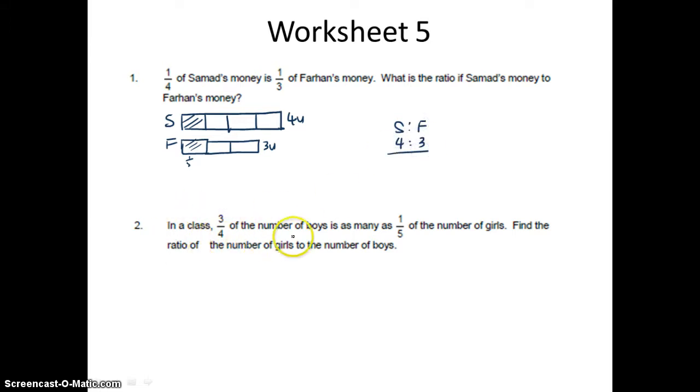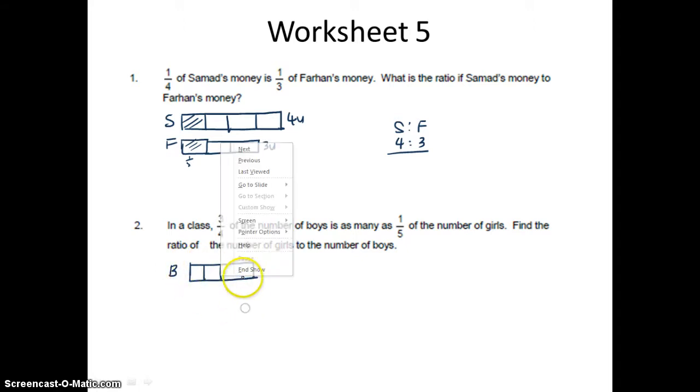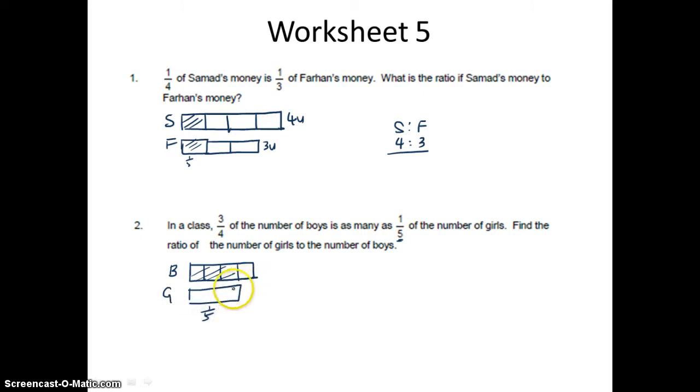In a class, 3/4 of the number of boys is as many as 1/5 of the number of girls. So if you are going to draw, our model will look like this. Boys, 3/4. This 3/4 is the same as 1/5 of the girls. So the girls would have 5 units. 2, 3, 4, 5.